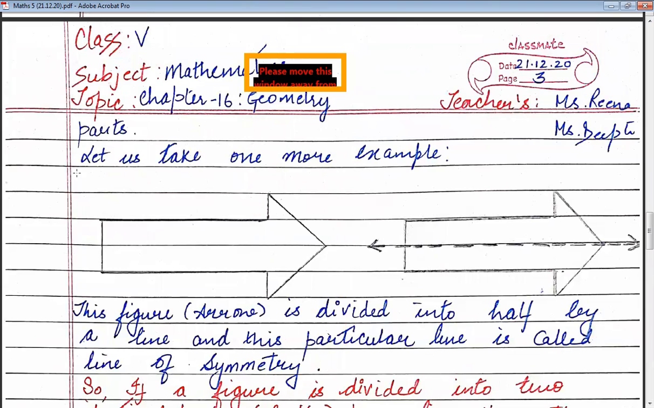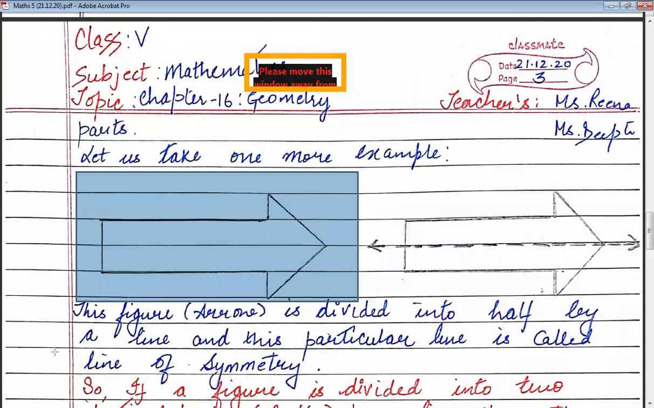Now, in example number 2, I have taken an arrow. Now, if you draw a line passing through the center, that is a horizontal line, you can see that the upper part and the lower part of the arrow are exactly the same. Now let me show you your upper part and the lower part. They are exactly the same. This upper part is exactly identical to the lower part. So your figure is divided into two equal parts.